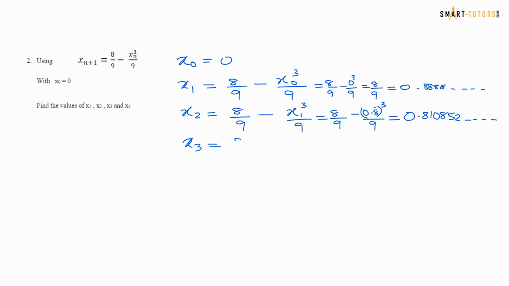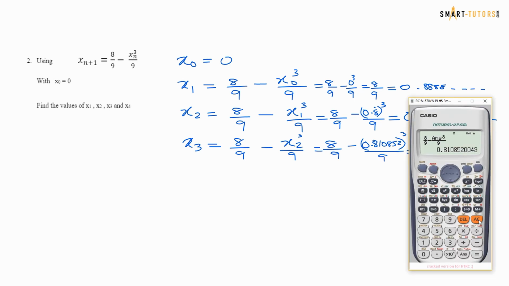x3 equals 8 upon 9 minus x2 cube over 9, which is 8 upon 9 minus whatever the answer is, 0.810852 cube over 9. Again, the calculator will remember the answer of the previous step. If you are in doubt, press answer equals, and that is the answer of the previous step.